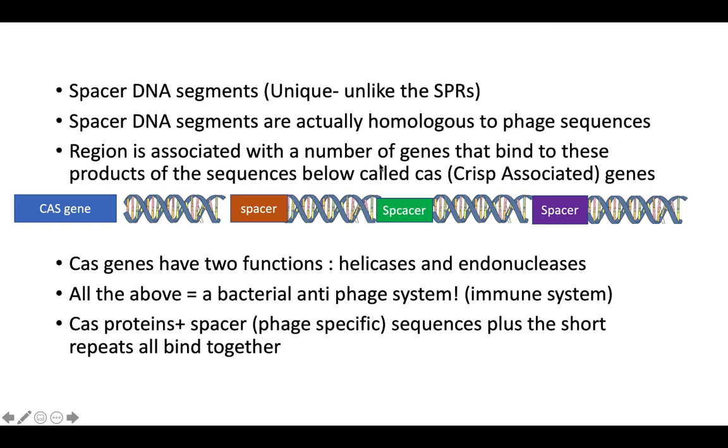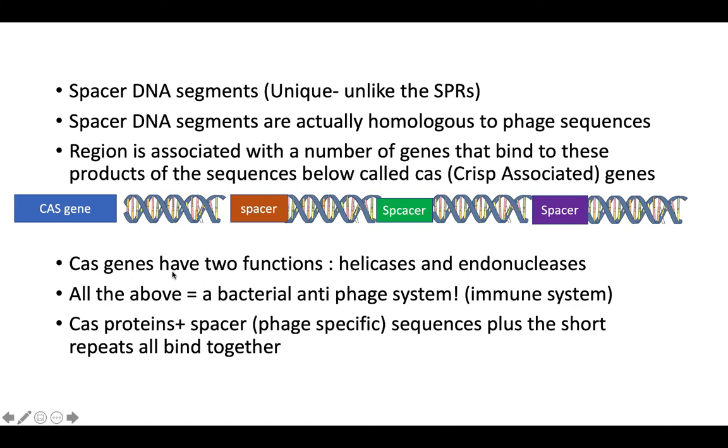The region is associated with a number of genes that bind to these products of sequences called Cas. Cas is يعني CRISPR associated genes. So these are the genes. فمعناته احنا نقطع كلها مع بعضها. Genes, a cluster of genes. بعدين the short regularly interspaced palindromic repeats, and the space between them are these homologous sequences for phages.